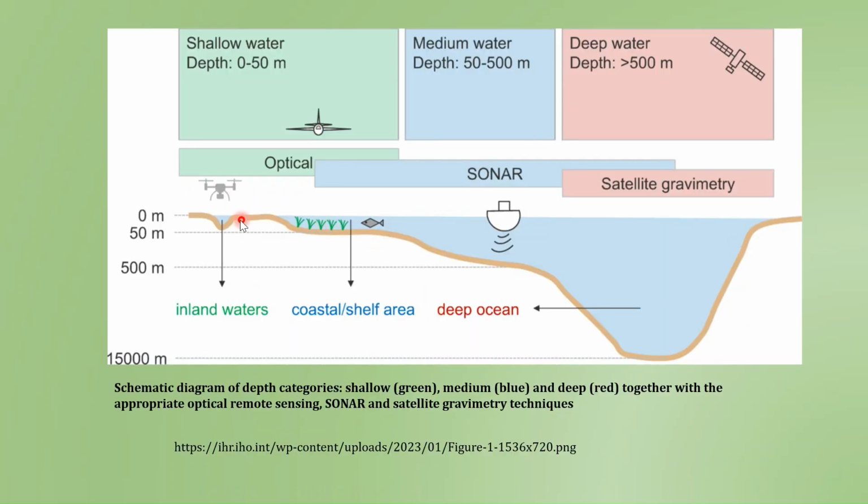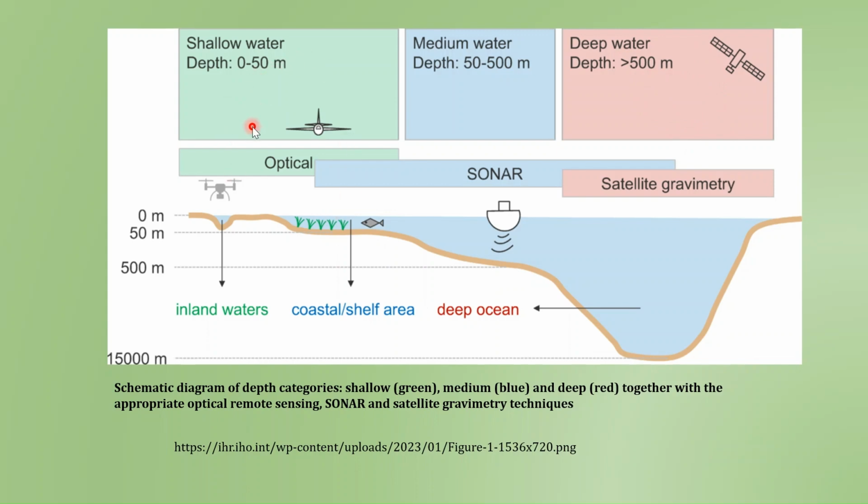This image shows the schematic diagram of the depth categories. So here we have the optical remote sensing. It can be utilized for the shallow water depth, means depth up to 50 meter. Sonar can be utilized for medium water depth, 50 to 500 meter, and for the deep water category which is having more than 500-meter depth, there the satellite gravimetry can be utilized.